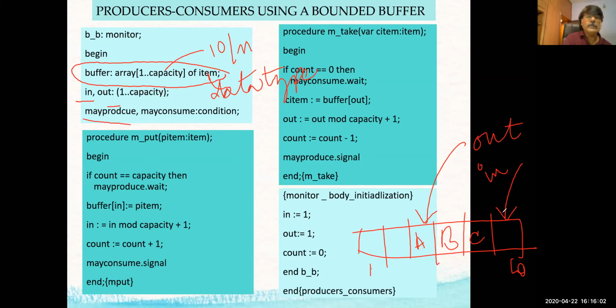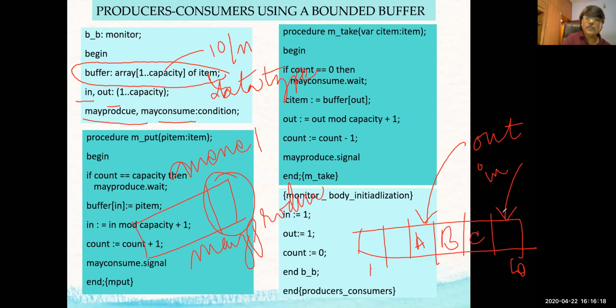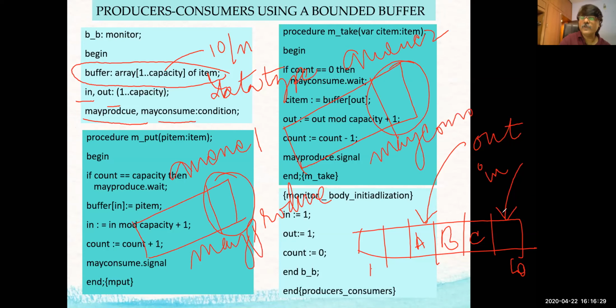Now may produce and may consume are two conditions, meaning there are two queues. This is Q1. Header of the Q1 is called may produce. And there is another queue, Q2, and the header of this Q2 is called may consume. So two conditions means two headers of the queues. One header of the queue is called may produce, one header of the queue is called may consume. Now what is it used for?